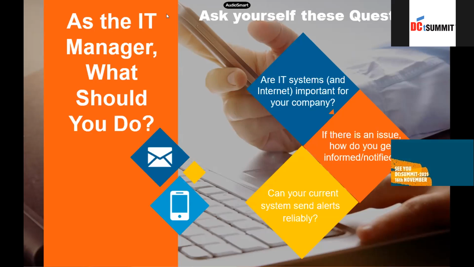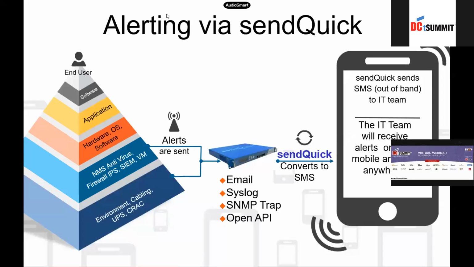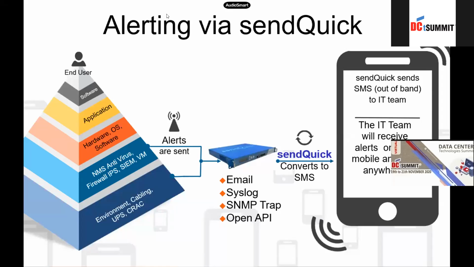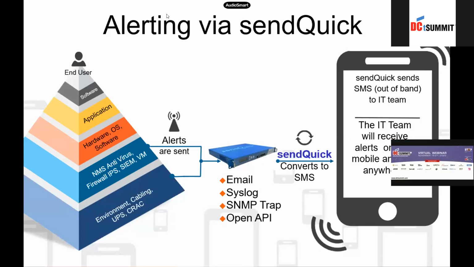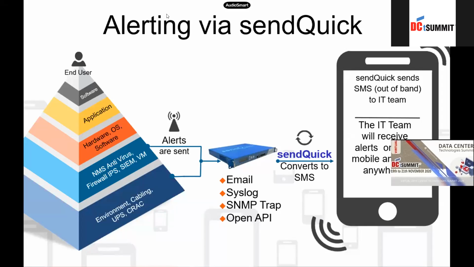Now, sendQuick is an omni-channel notification management platform that integrates with your data center and facilitates instantaneous two-way communication to help save time, effort, and money, ensuring efficiency and effectiveness of your DC operations. You see, the alerts are sent from various infrastructure components to sendQuick via email, which is SMTP, syslog, SNMP trap, or even OpenAPI if you're integrating with applications. sendQuick converts them to an SMS and sends it across to mobile phones.